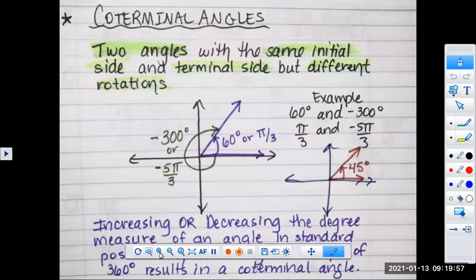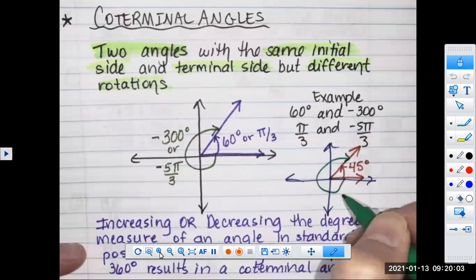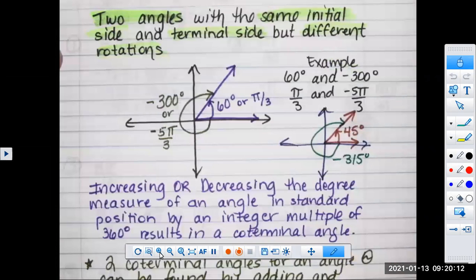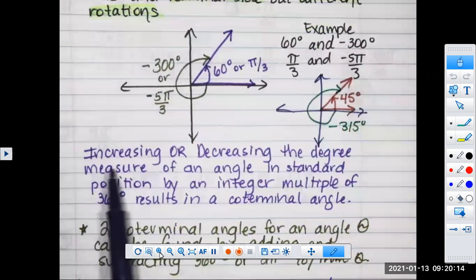Negative 315 degrees would be coterminal with positive 45. So negative 315 degrees and 45 degrees are coterminal angles. All right, you don't have to write down this part in purple. I'm about to show you your formula, in a sense, for how to get coterminal angles.